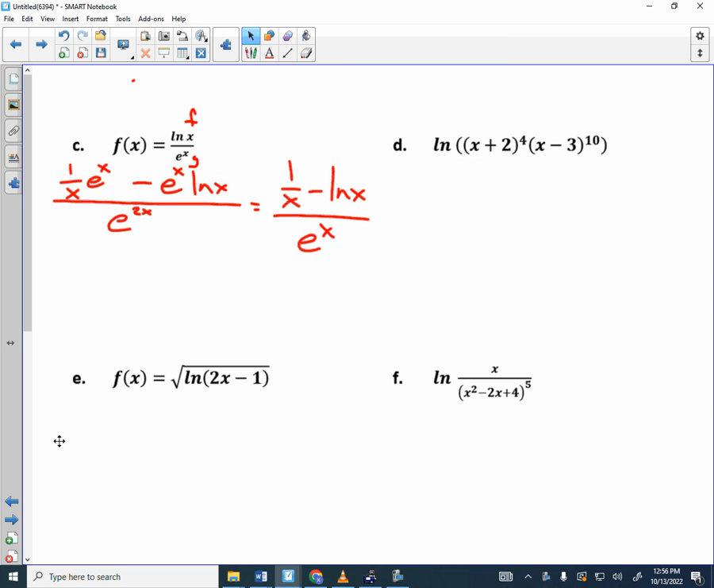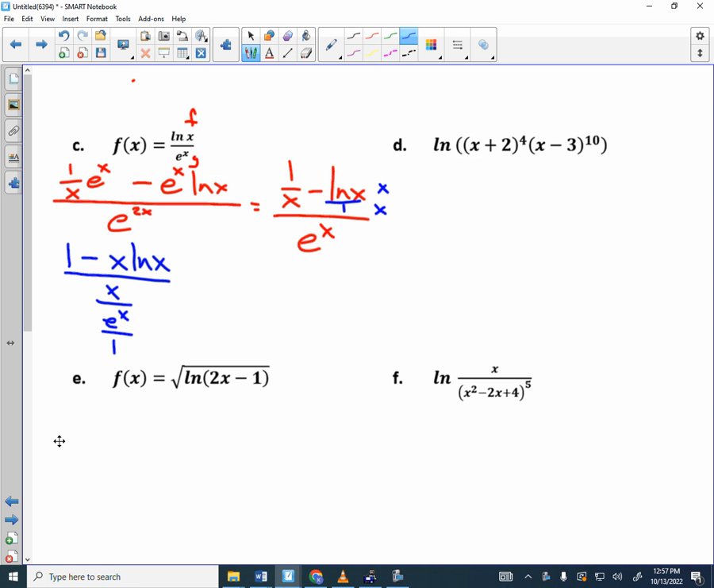Okay, this isn't going to take very long, but we have to make sure that we have a complex fraction. So I'm going to write that over one. I'll multiply this by x and that by x. I must create common denominators. I have to simplify my complex fraction. And we've learned a long time ago that in order to do that, you have to create one fraction on top, one fraction on the bottom. So I will have 1 minus x natural log of x over what? X over e to the x over 1. So now we have that fraction divided by a fraction, multiplied by the reciprocal, and I get 1 minus x natural log of x divided by x e to the x. That's my derivative.